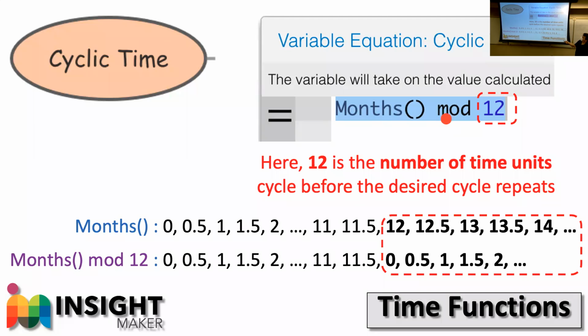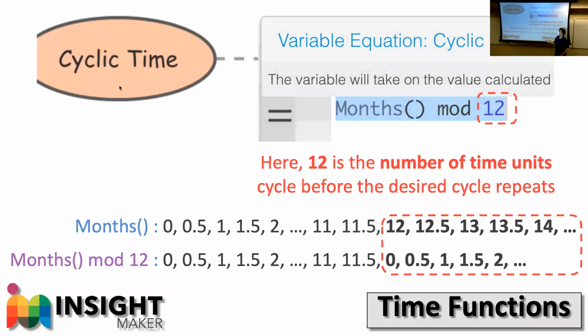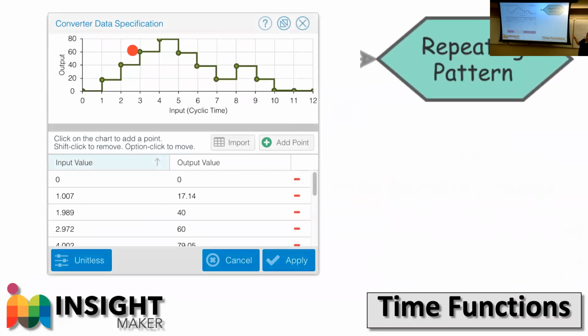So that allows me to create what I call cyclic time, but you can also just think of this as month of the year. Even though my months since the start of the simulation are going on forever, this keeps iterating. So what can I do with that? Well, if I go into my repeating pattern, I can create a pattern that is defined only from 0 to 12. And this could be, like I said, maybe temperature, maybe rainfall in a certain region.